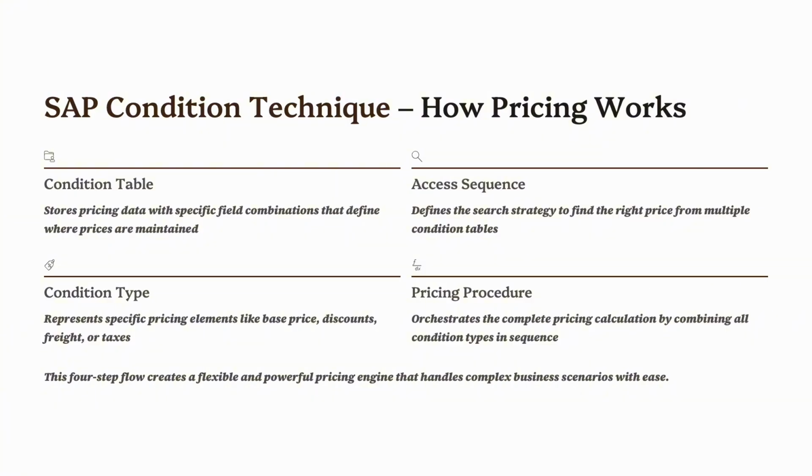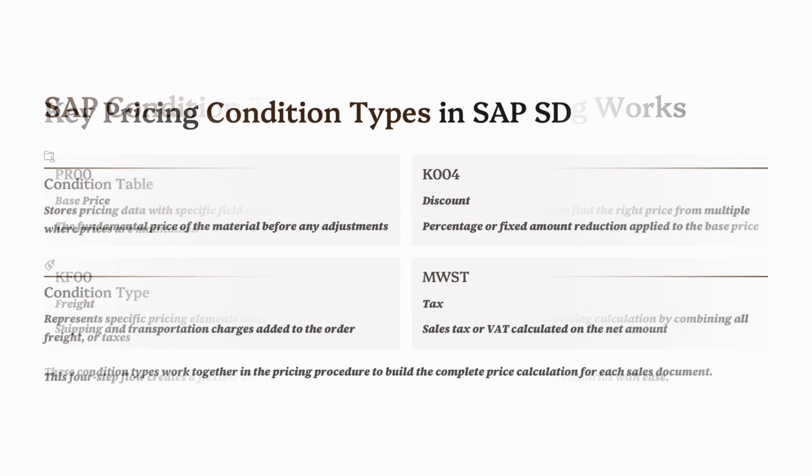5. PB00. Purchasing price, used in MM but often referenced in SD-MM integration. Pro tip: every condition type has a purpose, calculation method, and account key. And they all work together inside the pricing procedure to form the final amount. Understanding condition types is the first step to mastering SAP pricing.